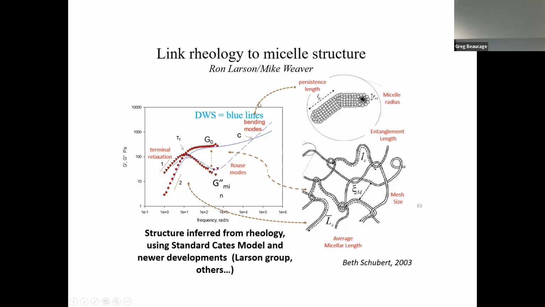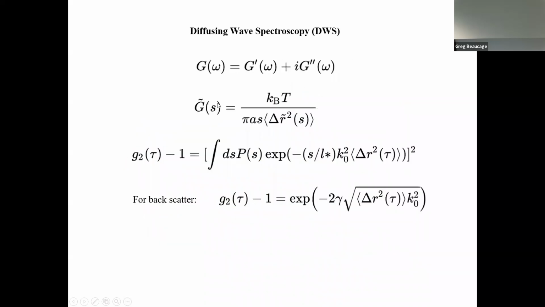Anyway, this is an instrument you can buy now. It was originally just available to the one guy, and then it became commercial. So you can buy this machine. I think it's like 20 grand or something. It's not much for an instrument, you know. So you can buy this diffusive wave spectroscopy machine.